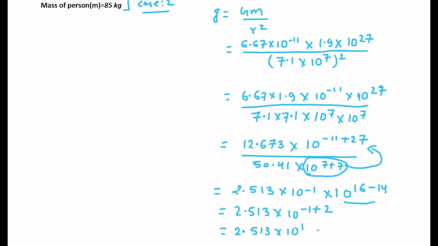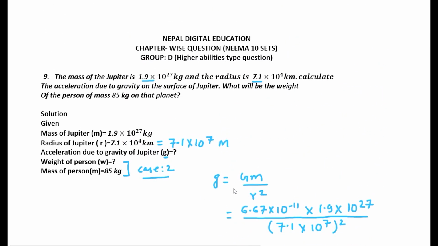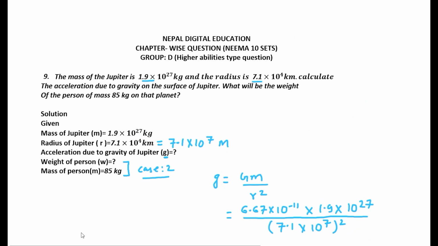So when we multiply 2.513 into 10, it becomes 25.13. So this is the required value of g. We know that the unit of g is meter per square second. This is the required value of g, but we have the second case also.